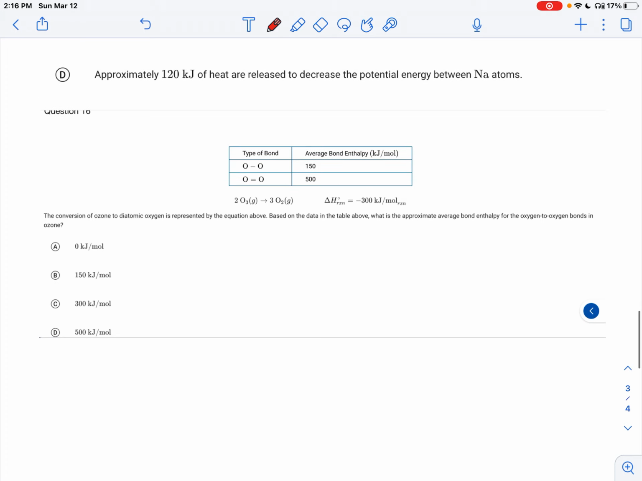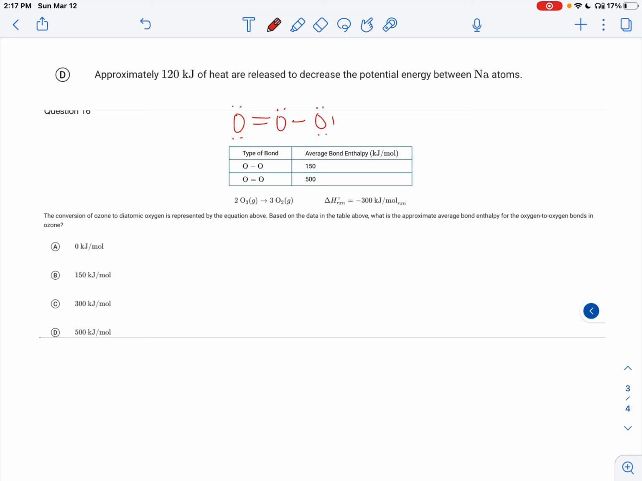And the last one we're going to take a look at is question 16. This was a really good one. Okay, so the question here is, why can't I just use delta H equals and then figure it out based on the double bonded O. Here's why this question is being asked, okay? Ozone is O3, and it has a resonance structure.